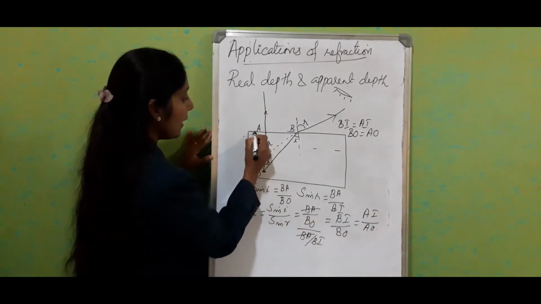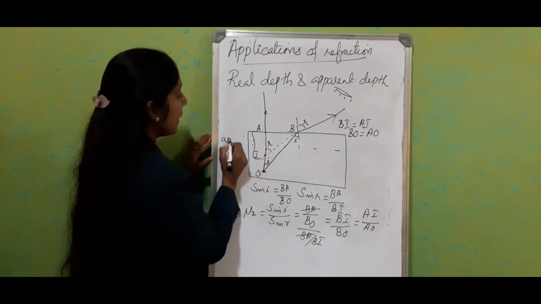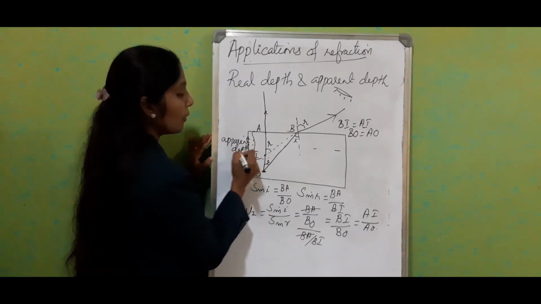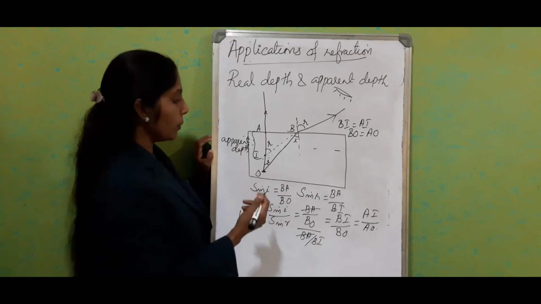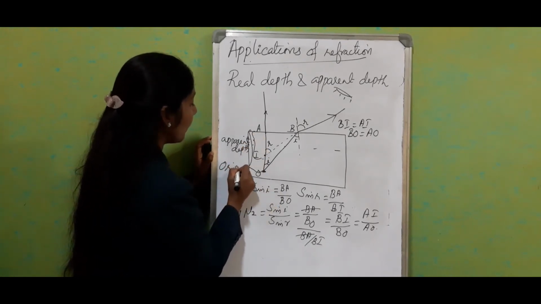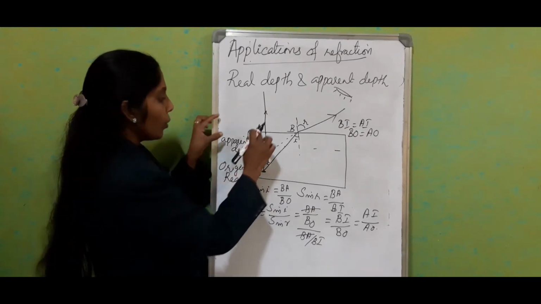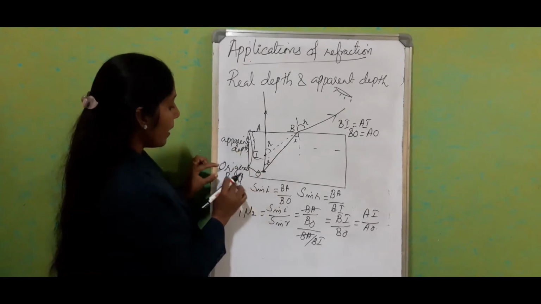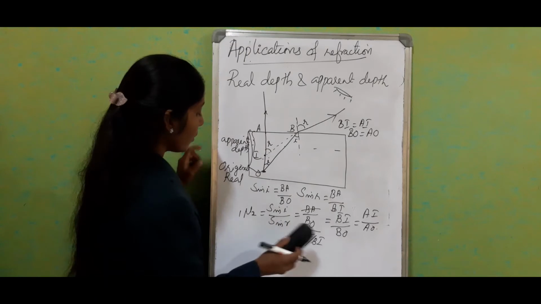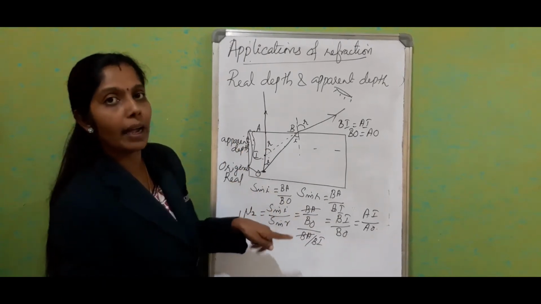What is AI? AI is this one. This is called the apparent depth. Apparent depth is what we feel when we watch the object. And AO is the original or real depth. So AI is the apparent depth and AO is the real depth, and we will write in terms of that. Now we have the refractive index is equal to apparent depth divided by real depth.